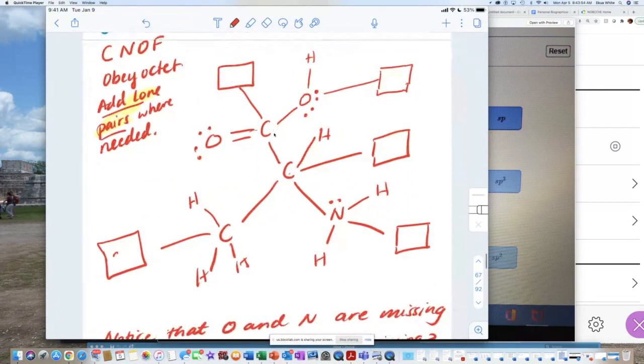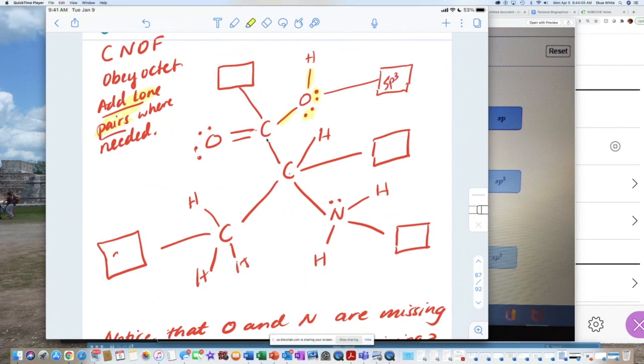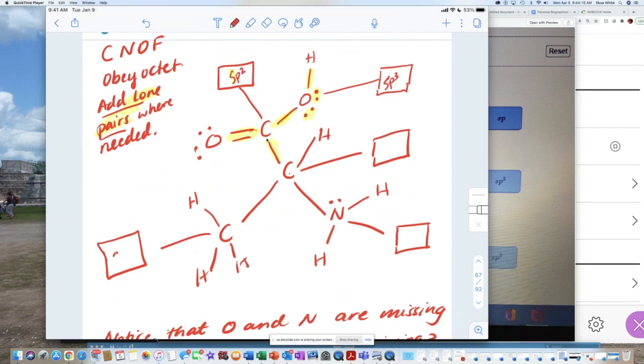But anyway, having this, I'll go through and count. I have 1, 2, 3, 4 groups here, so this is going to be sp3. Here I have 3 groups, 1, 2, 3. They're asking you to write in the hybridization. This would be sp2 because I have 3 groups.